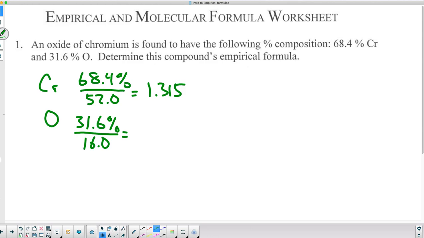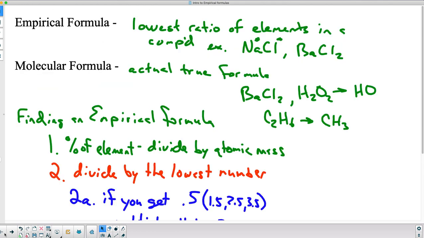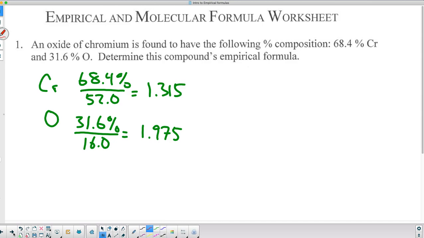And then I take my 31.6 divided by 16.0, and I get 1.975. So 1.975. Now, that's the first step. So now we're going to do the second step. The second step is divide by the lowest number, okay, and that's going to be in red. So clearly between these 2 numbers here, the lower number is 1.315.